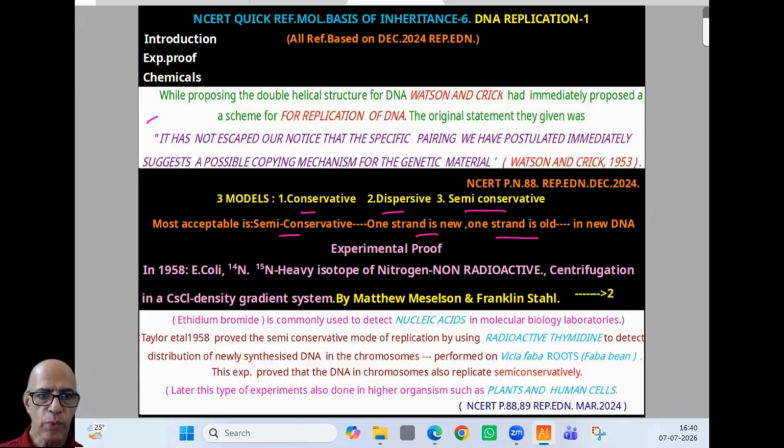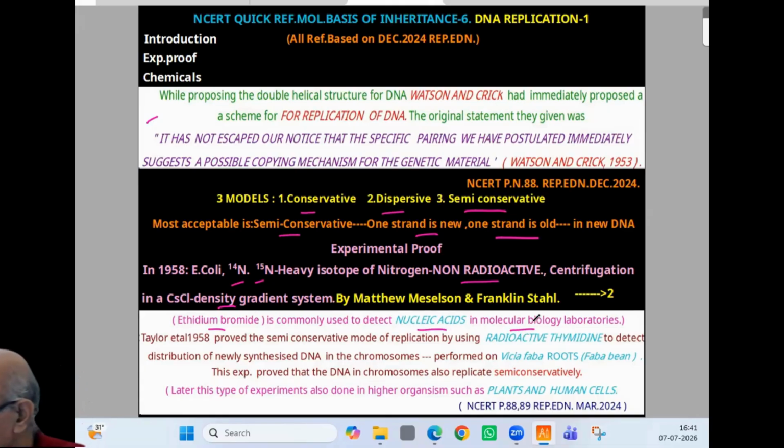And what is the experimental proof for it? That was done in 1958 in Escherichia coli using two chemicals. Basically, one is N14, other is N15. And remember, N15 is a heavy isotope of nitrogen, but it is non-radioactive. And centrifugation in a cesium chloride density gradient system. These all are direct questions, by Matthew Meselson and Franklin Stahl. Meanwhile, ethidium bromide is commonly used to detect nucleic acids in molecular biology. In genetic engineering also, you may be studying about ethidium bromide.